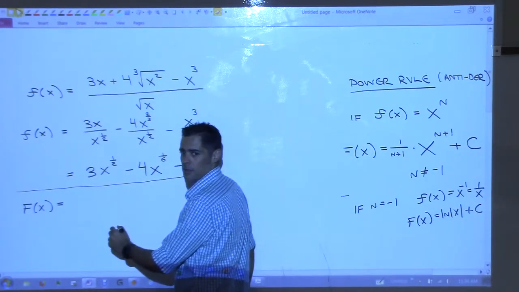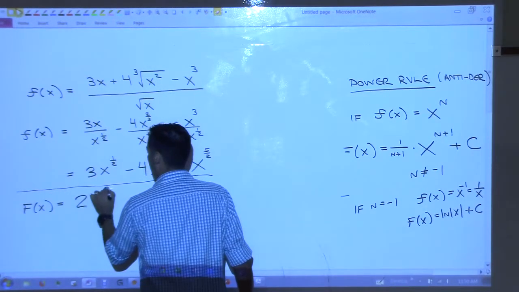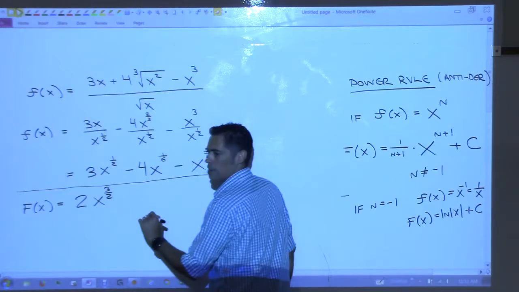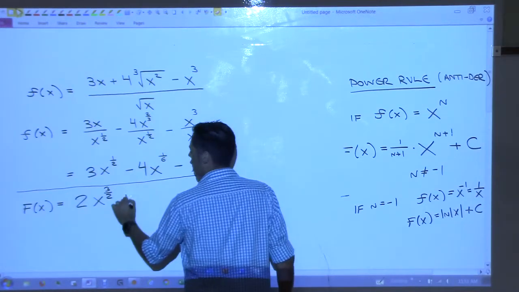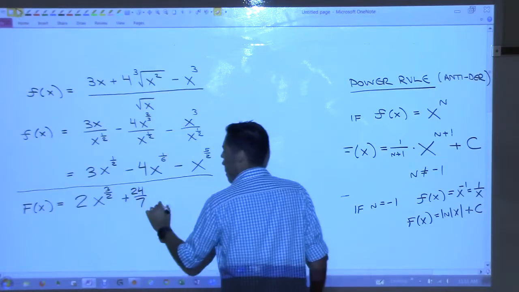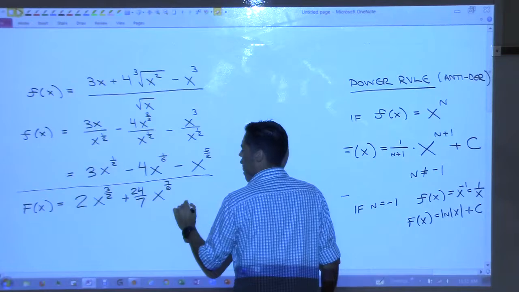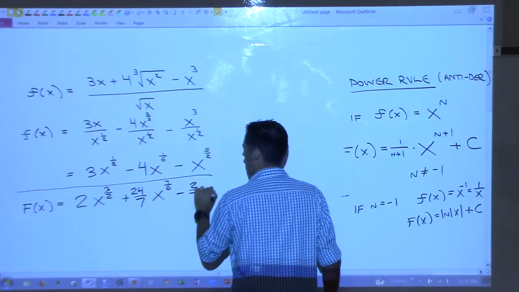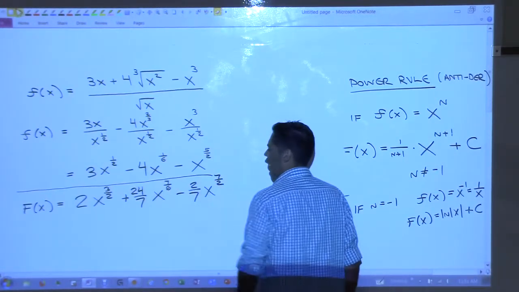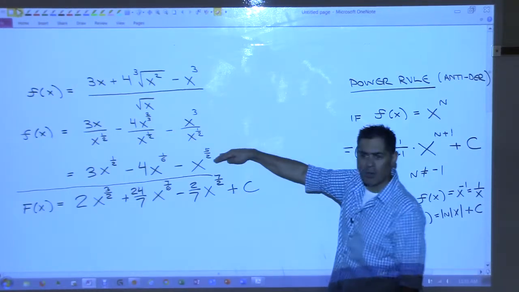2x to the 3 halves plus 24 over 7 times x to the 7/6, minus 2 sevenths x to the 7 halves, plus c. Were we all in agreement on this or not?